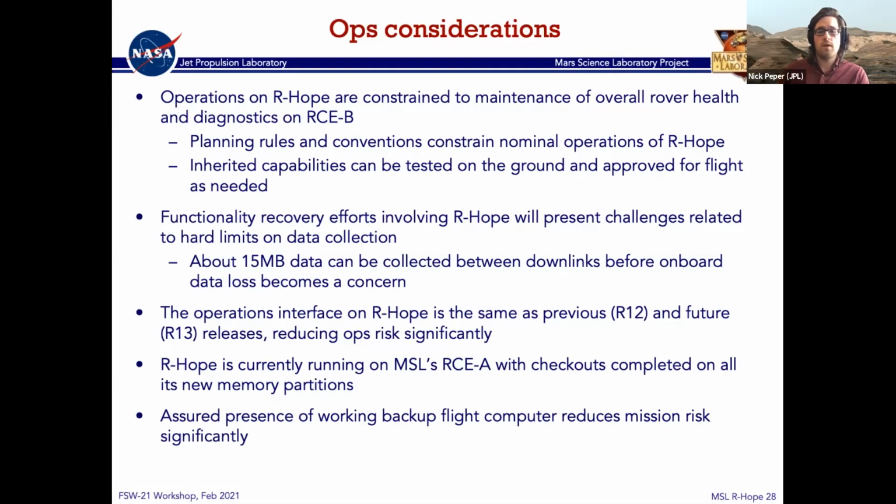Third, it's worth remembering that we made great pains to make sure that the operations interface on our RHOPE is basically the same as all of our previous and future versions, which means the commands that we send up and the telemetry that we get back down is all almost identical. So all of our ground tools, as well as our institutional knowledge for operating this rover, are basically going to be used intact for our RHOPE, which is a major boon. And then the last 2 data points are basically showing that our RHOPE is on board. It's on RCE-A. We've checked out all of its memory partitions, and it's waiting for us to use it, which is a major reduction in risk for the flight vehicle now that we have at least one working backup. Next slide, please.